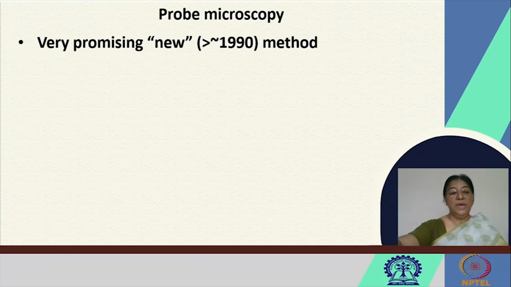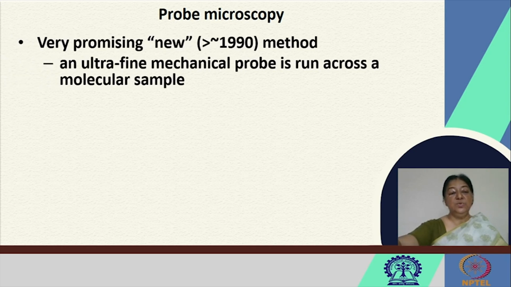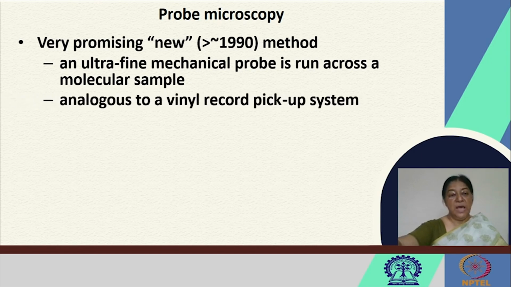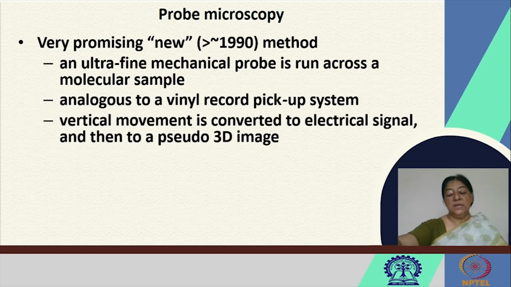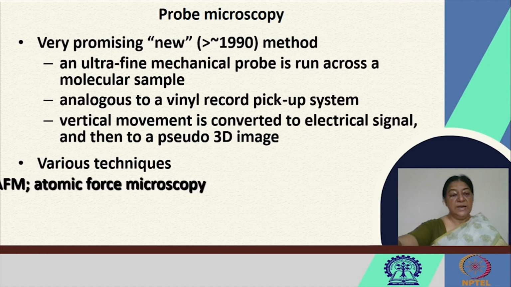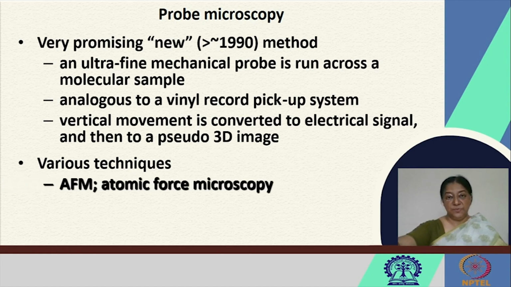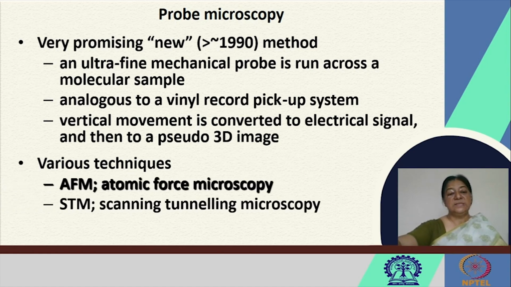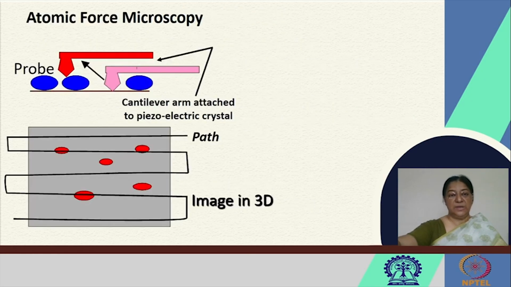Probe microscopy is a relatively newer method, and it uses an ultra-fine mechanical probe that runs across the molecule sample. As it does so, it sees the conversion to an electrical signal and produces a pseudo 3D image. Techniques like this are atomic force microscopy and scanning tunneling microscopy.